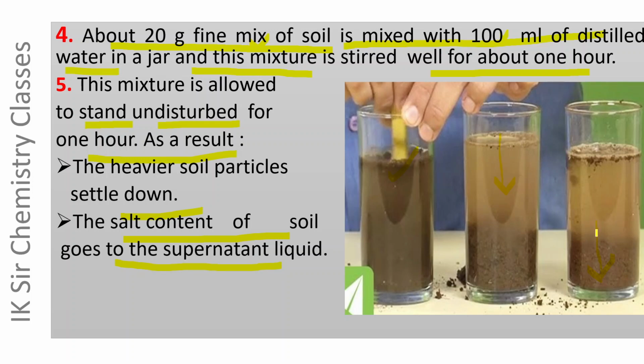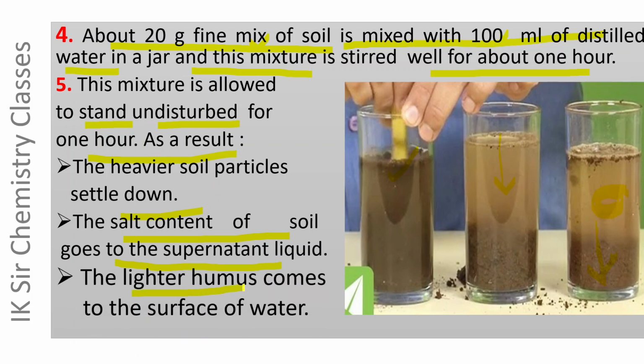The heavier soil particles settle down. The salt content of the soil goes to this supernatant liquid. Salt soluble in water goes to this supernatant liquid, and the lighter humus, that is organic materials present in the soil, comes to the surface of water. Humus comes to the surface of water, heavier particles settle down, while the salt content of soil goes to the supernatant liquid.